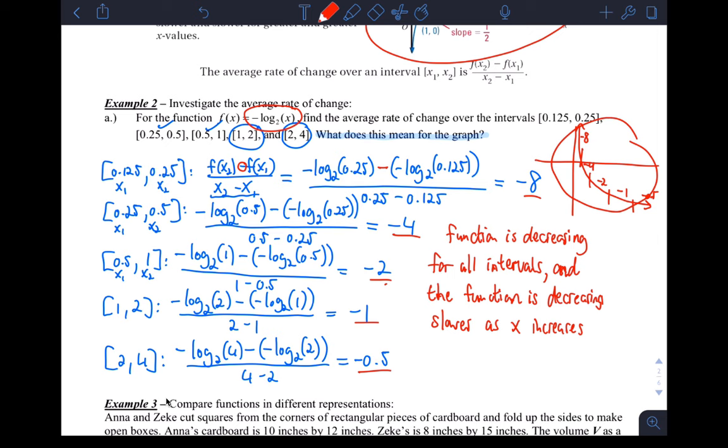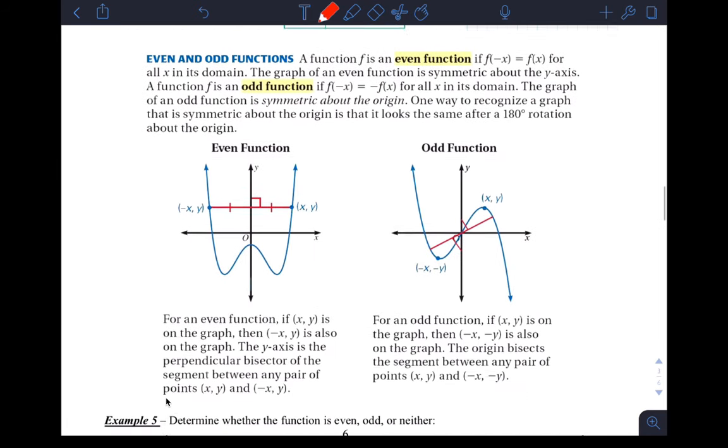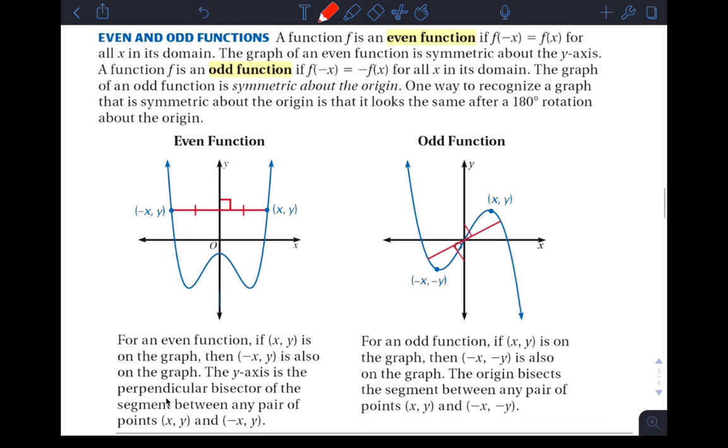Okay, so that's example 2. Please make sure that you do all this to show that you understand the question. And this is what the minimum required work is when you get a question like this. All right, so let's go ahead to example 5, and that talks about even and odd functions.